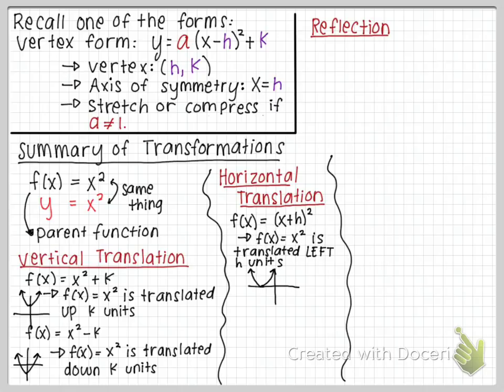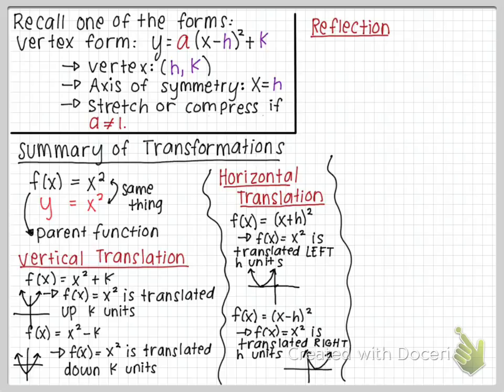When it says (x plus h) squared, when we're adding something on the inside of the parentheses and then squaring it, rather than just having x squared by itself, it's actually going to be translated left that many units. So here is where we started. We would start with something like this, the parent function, right? Notice it went left however many units. If it went left 3 units, 4 units, 5 units, however many units, the h tells you how many units.